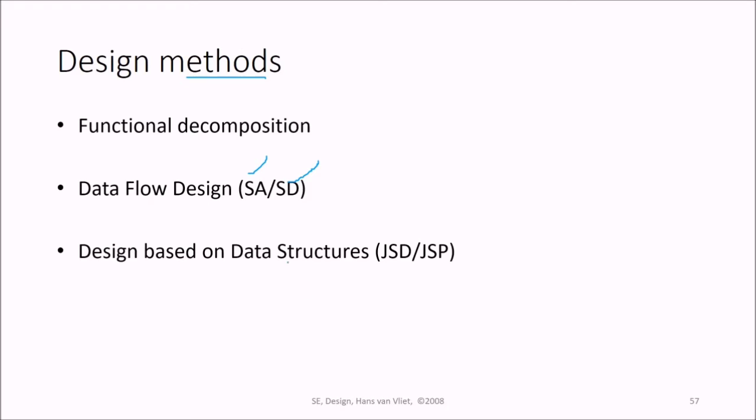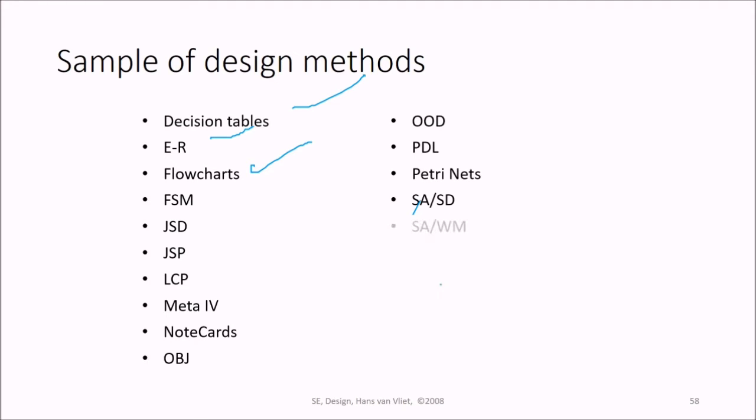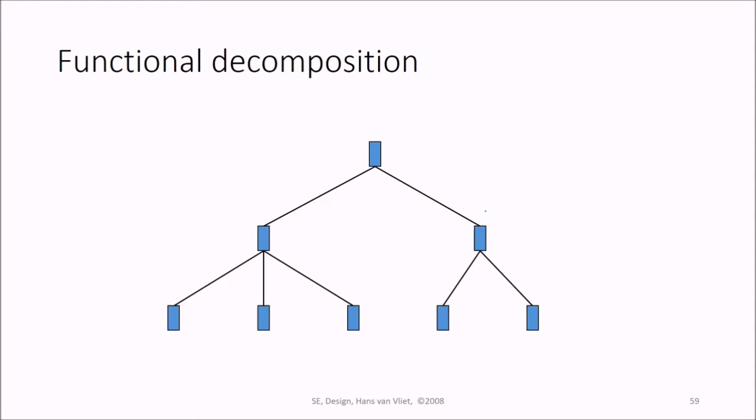Design based on your data structure also. And then object oriented design is also a method. So these are sample design methods. In this we have decision tables, and you can use ER models, entity relationship models. You can also employ flow charts, FSM, JSD, JSP, LCP, metaphor, and node cards also. So these are the samples for design methods: OBJ, OOD, PDL, Petri nets, SASD, SAWM, SADT, SSADM, state charts. So we'll talk about all this.